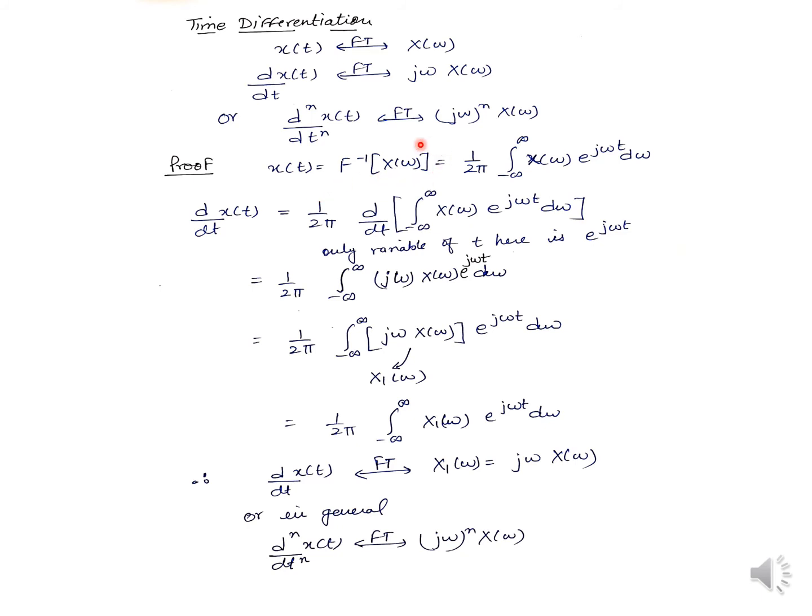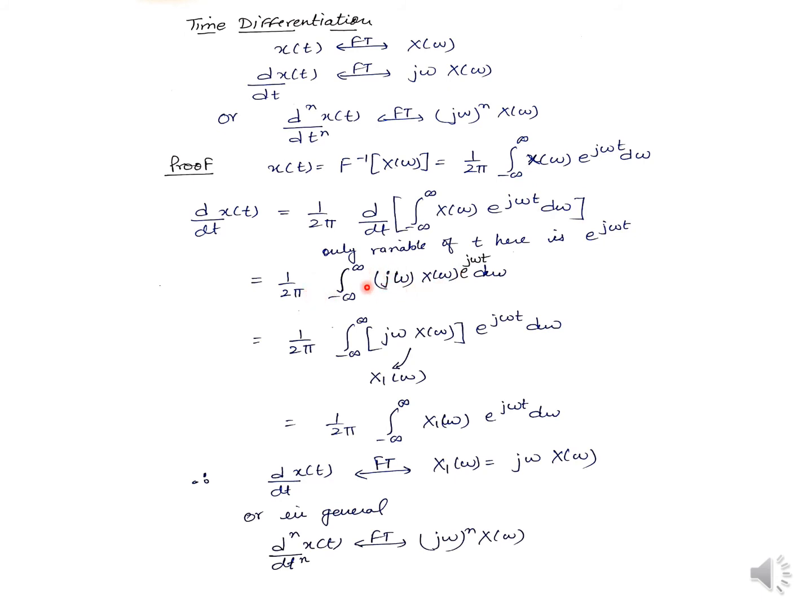So this is a proof. x(t) is equal to the inverse Fourier transform. We are using the inverse Fourier transform because we need to differentiate on this side. If it's inside the integration, you will not be able to differentiate. So d by dt of x(t) will be 1 upon 2 pi d by dt of this thing. The only part which can be differentiated with respect to t is this one; the remaining are constant with respect to t. So the differentiation of this will be j omega into e raised to the power j omega t.